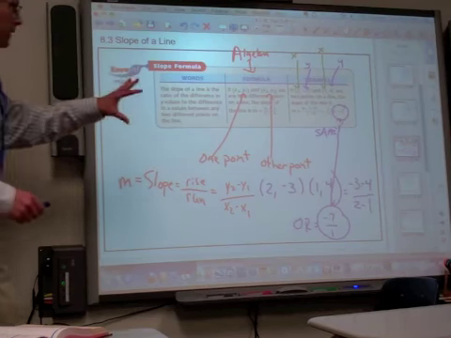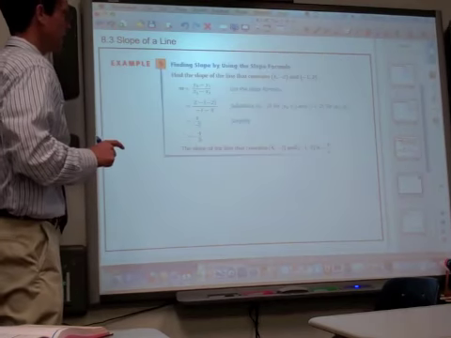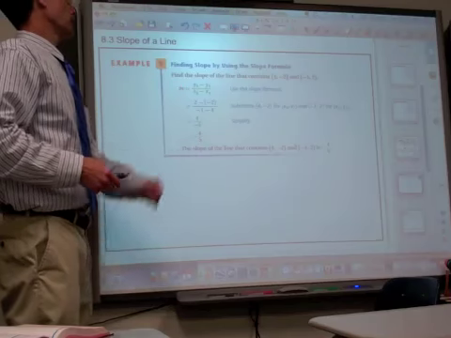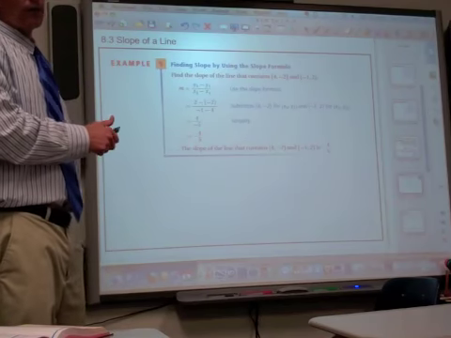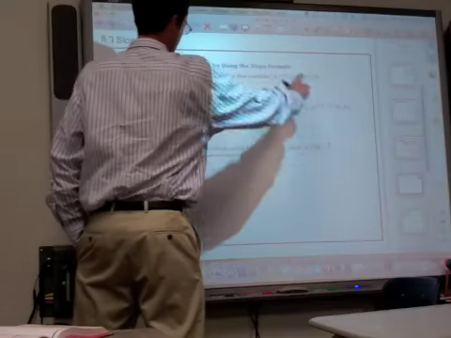So we've got the slope of a line. I think everybody's got those notes down. Move to the next page. Finding the slope by using the slope formula. Well, we just learned the slope formula. So this is our example.